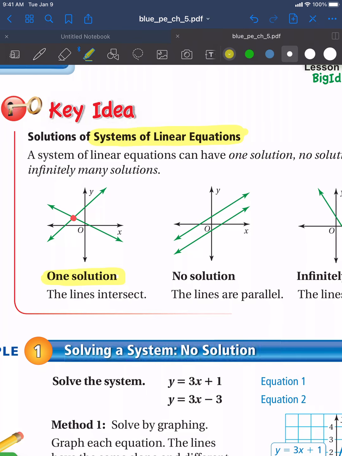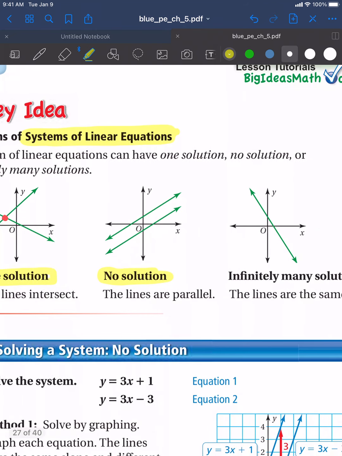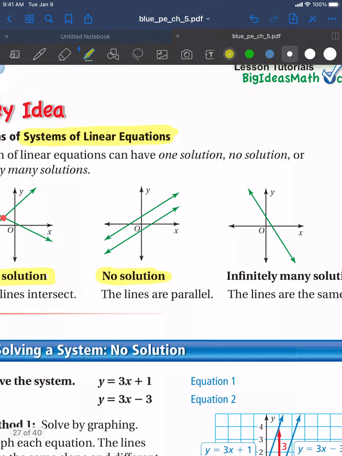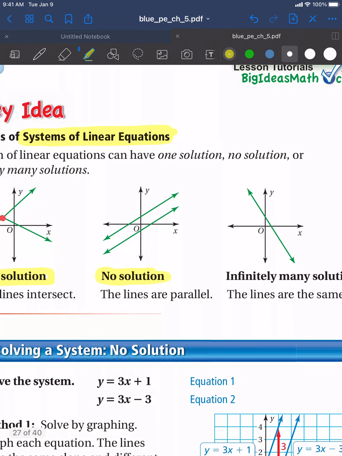But sometimes there will be no solution. And what that means is the lines are parallel. They never, ever, ever are going to cross. Which means, it totally makes sense, right? I wouldn't have an ordered pair of where they cross because they never cross, okay?